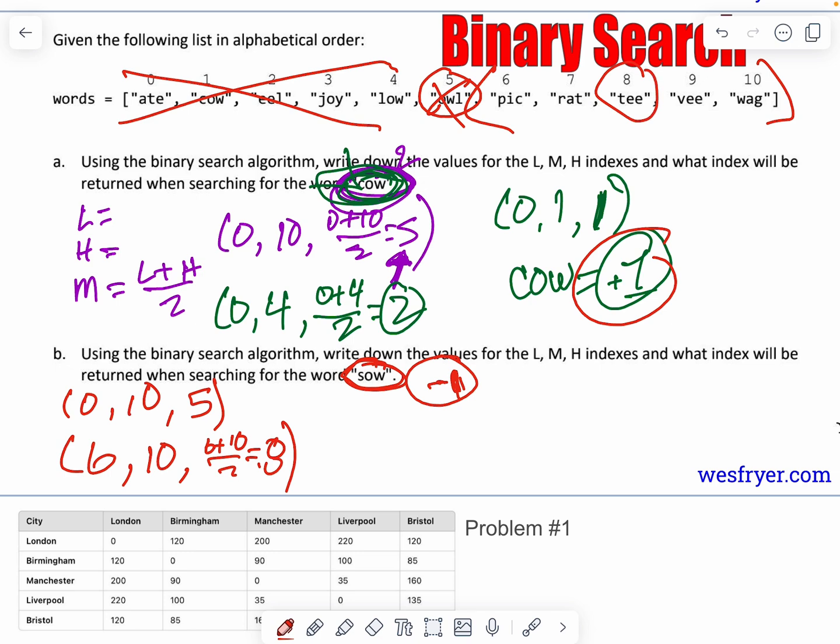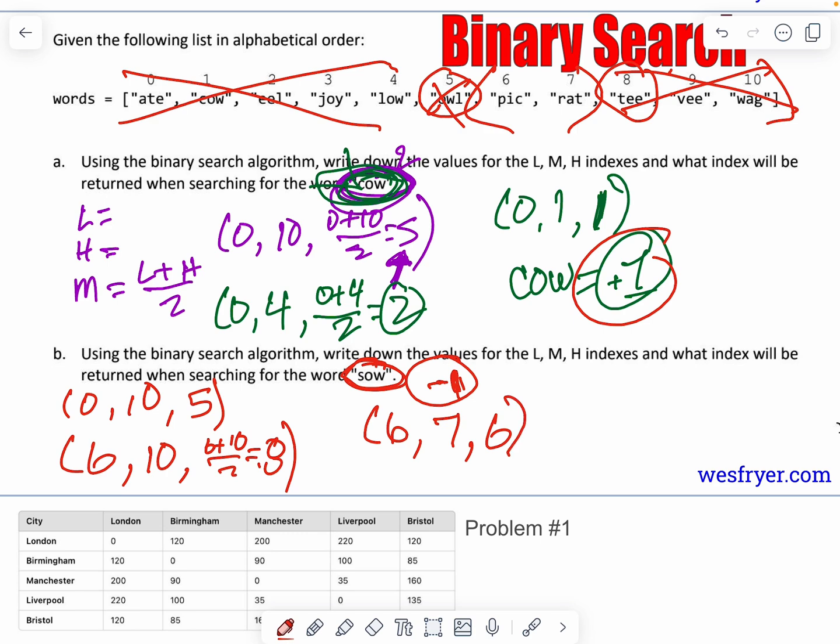Now, 8 is not T, and so it's not a match. And in this case, we know that the S is going to be to the left of T. T is later in the alphabet than S, so we can actually mark out all of these. We know it's not 8, it's not to the right, it only leaves us these two, okay? So for this search, our low is still 6, but our high is 7, and our M is actually 6, we round down.